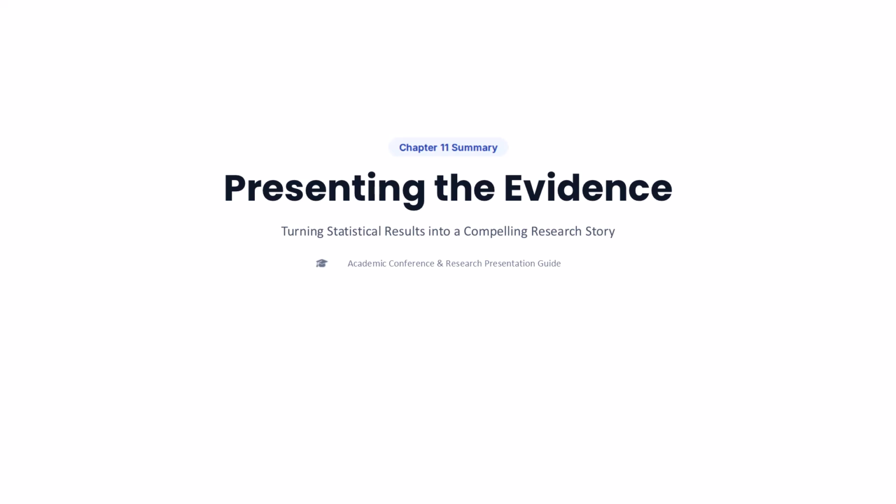Today's presentation covers Chapter 11, How Researchers Translate Statistical Output into Meaningful Stories for Academic Conferences, Peer-Reviewed Journals, and Diverse Audiences. We will explore how to craft a clear narrative, tailor complex statistics to different listeners, follow the 3 golden rules of presenting numbers, and utilize effective visuals to answer our central research question.